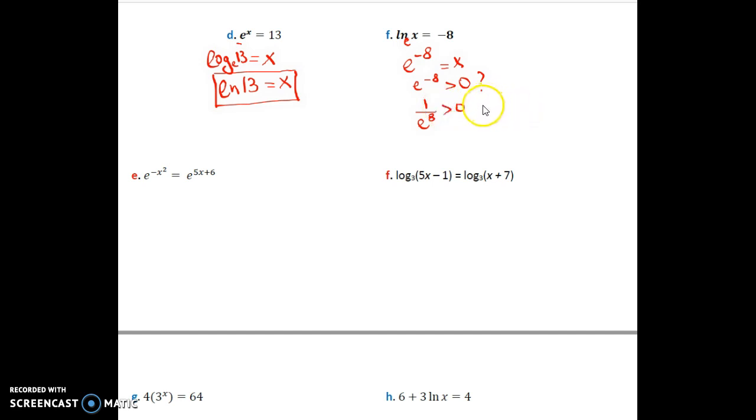Sorry for that little interruption in my classroom. Our answer is e to the -8. And we did check that it is indeed greater than 0.